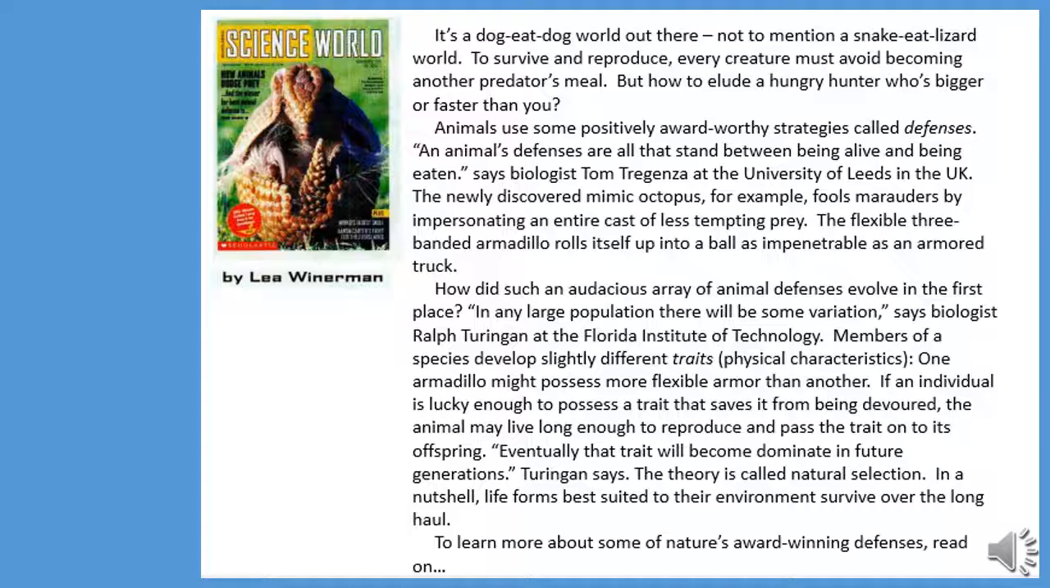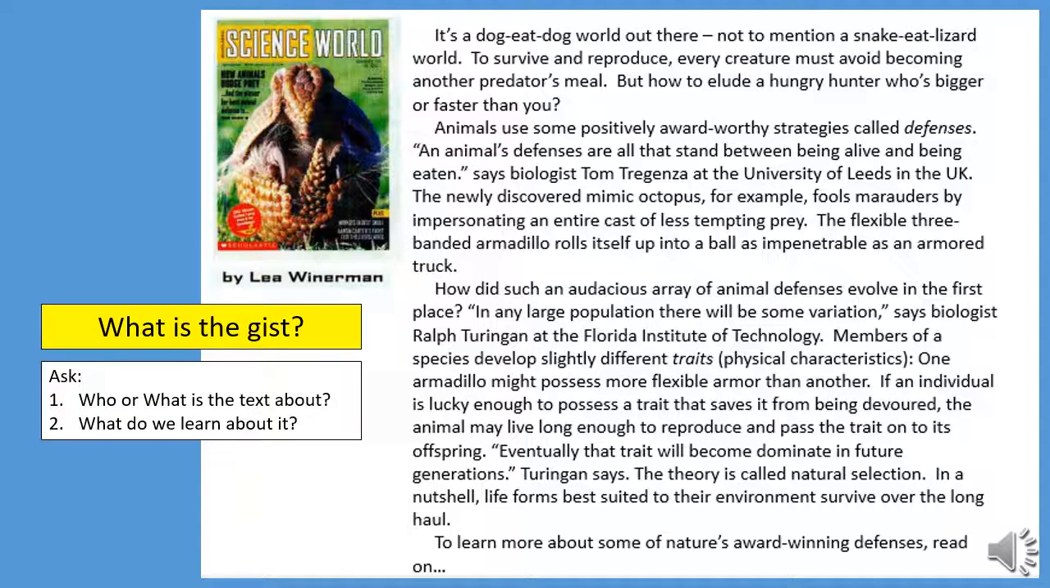Now it's time to think about the gist. Remember that when you are figuring out the gist, you ask yourself who or what is the text about and what do we learn about it. Because what we just read was the introduction, you'll notice that they talk about a couple of the different animals that you'll be learning about in the rest of the article. They're animals that we saw in the visuals that we looked at. Things like the Mimic Octopus or the armadillo.